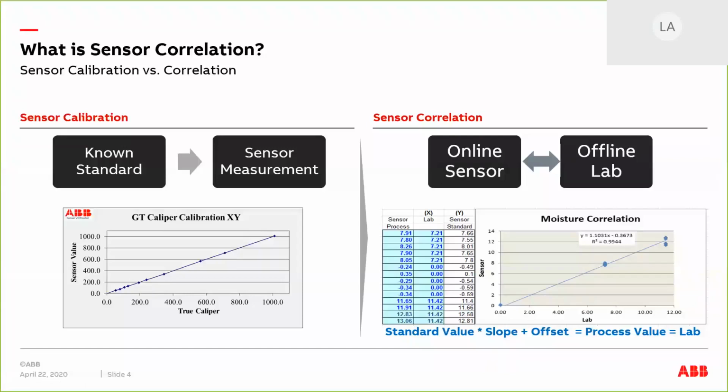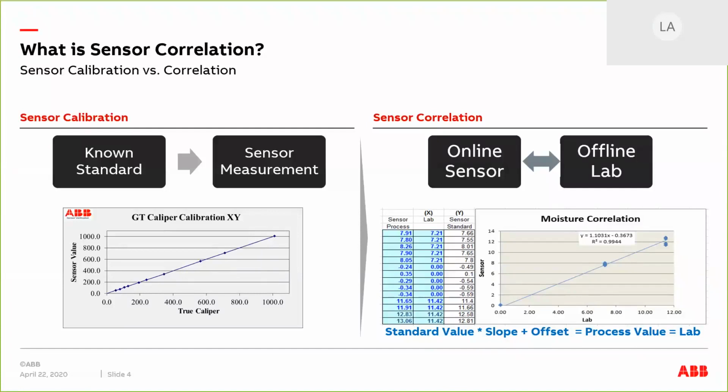The usual method for correlation analysis is we perform a two-variable regression. This is similar to the concept of independent and dependent variables. So here we make the lab the standard, and then we adjust the online sensor to match the lab measurement. This is our goal here. So as you can see, calibration and correlation are two different terms.